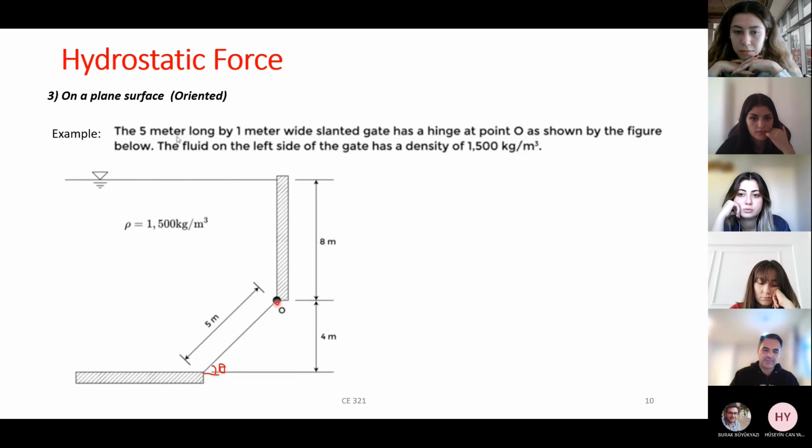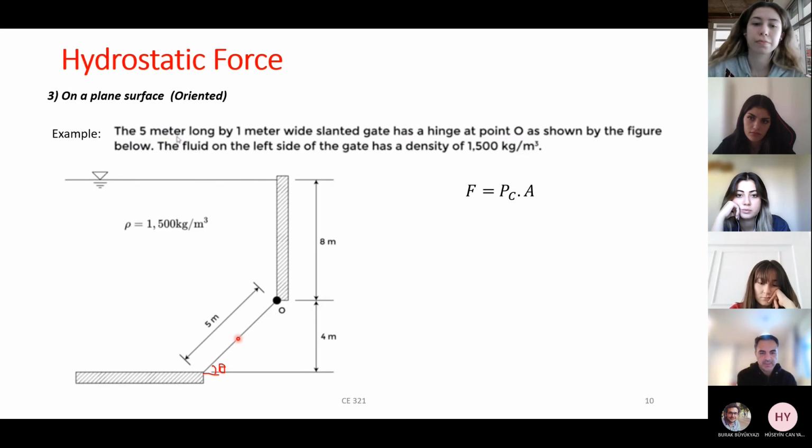Again, I see I have an oriented plane, and I have to use this formula, F equals to PC times area. And PC again is pressure at the centroid. I should find the centroid of this plane, and it is a rectangle, okay? When it is a rectangle, centroid is middle. And where is the middle? Something here. This is therefore my centroid, okay? What is the depth of water above the centroid?